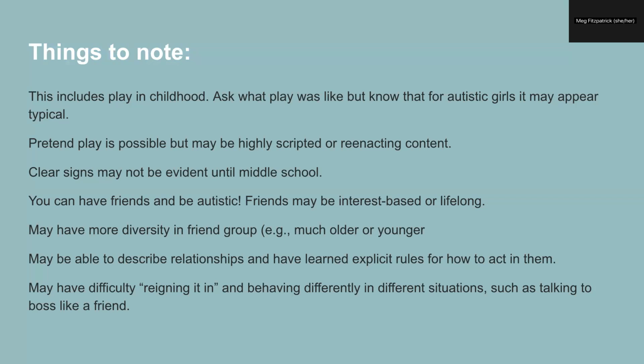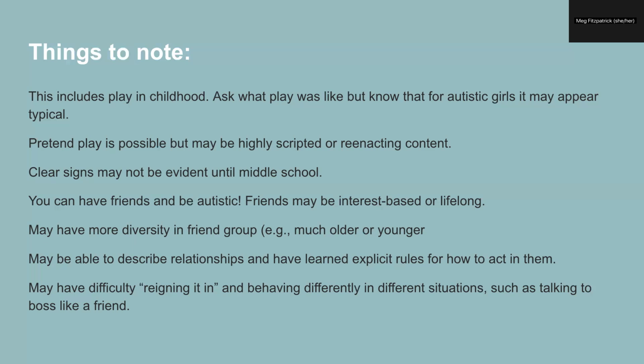You can have friends and be autistic. Many people with autism do have friends. They could be interest based, like D&D friends. They can be lifelong friends. Having friends does not preclude you from a diagnosis. People with autism may have more diversity in their friend group. Their friends may be much older than them or much younger than them.